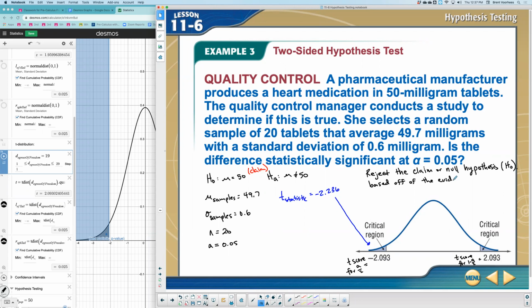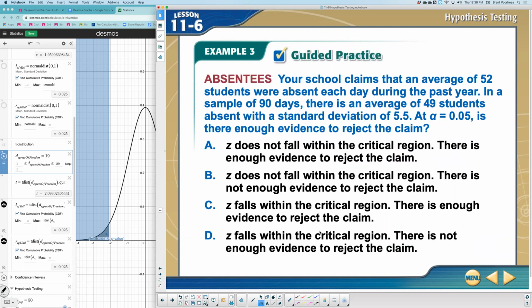So we might think that looks pretty good, having a 49.7 milligram. They might say, well, that's pretty close, but with that standard deviation, we can't state with 95% confidence that we will be giving people 50 milligrams. That means we reject the claim based off the evidence that the null hypothesis is true, that the mean is equal to 50. So with that piece of information, I'm now going to let you try another. Pause the video if you need more time.